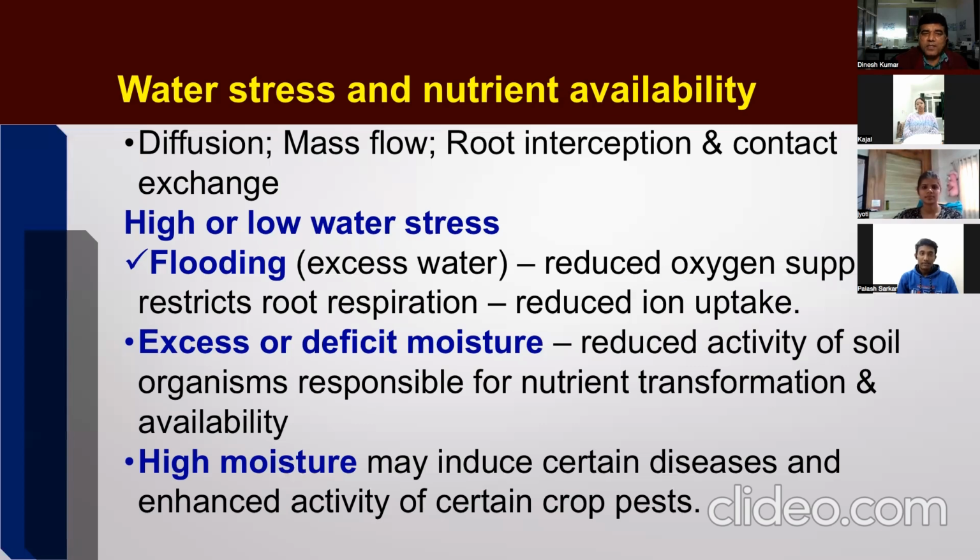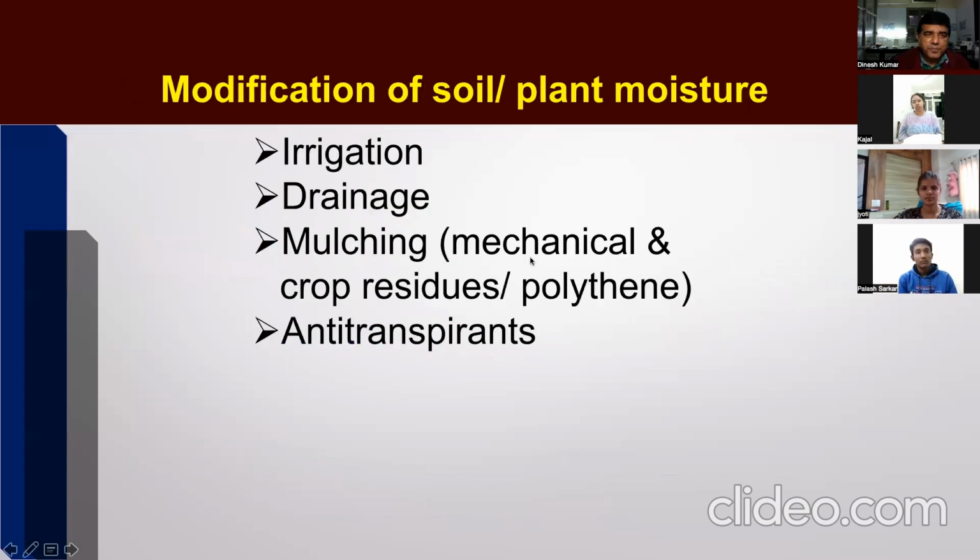In both the cases, under excess or deficit of moisture, there is reduced activity of soil organisms responsible for nutrient transformation and availability. So availability will decline. High moisture may induce certain diseases and enhance activity of certain crop pests. It has been reported. I'm not going into the details.